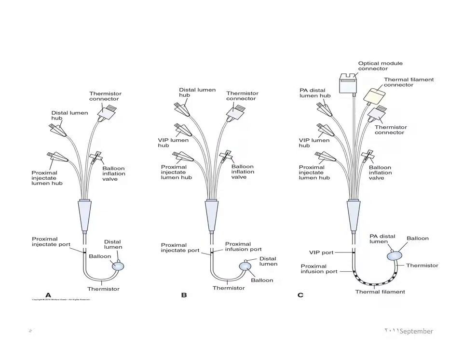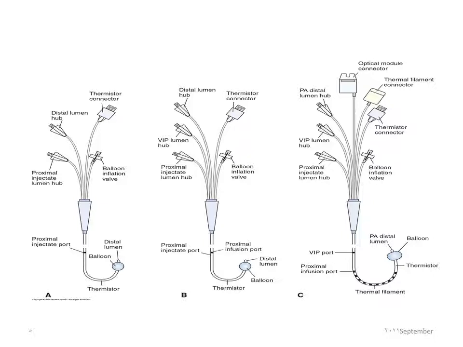In A, here is the 4 lumen: distal lumen, proximal lumen, thermistor to measure the core body temperature, and the balloon inflation valve to measure the pulmonary artery wedge pressure.